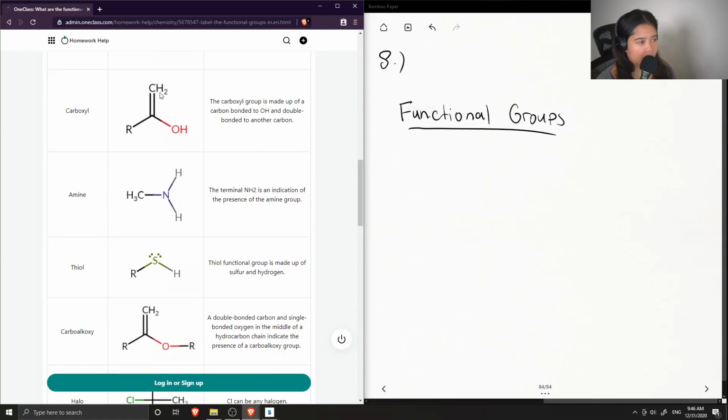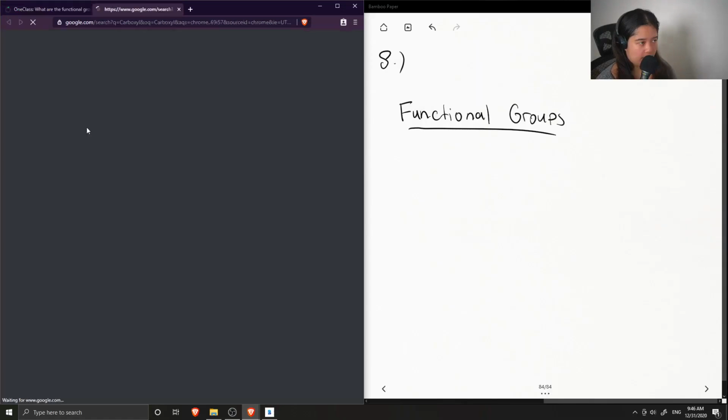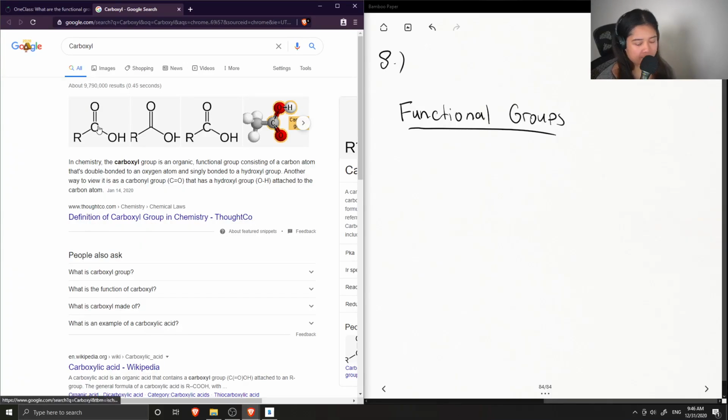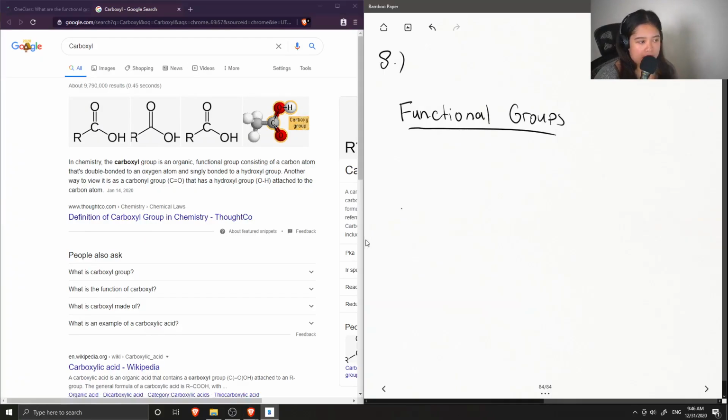I think they meant to make, this should be an oxygen. Like if you look at an actual carboxyl group, it has a double bonded oxygen on the carbon and an alcohol group. This is also known as a carboxylic acid.